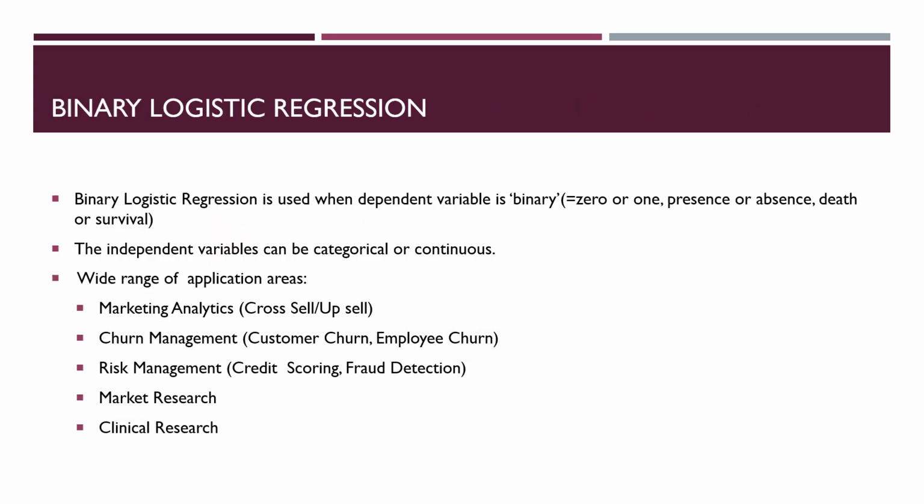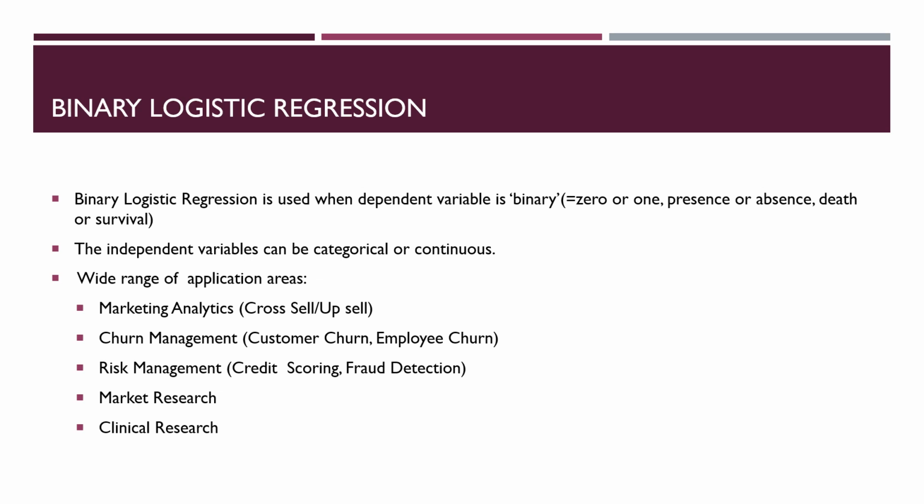The difference between multiple linear regression and binary logistic regression is that the dependent variable is binary in binary logistic regression, meaning the target variable or the outcome variable takes only two possible values, 1 or 0. The independent variables can be continuous or categorical, or a mix of continuous and categorical variables.